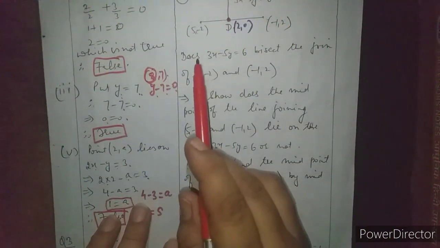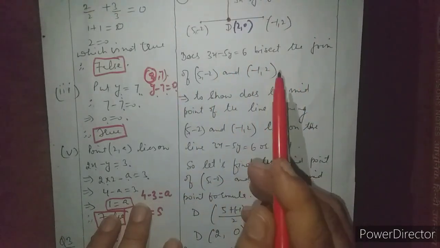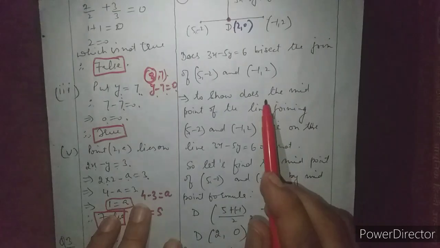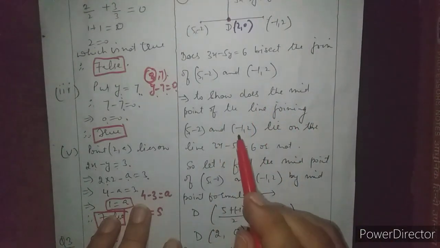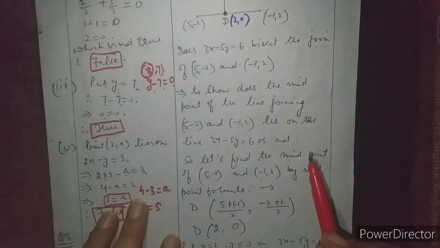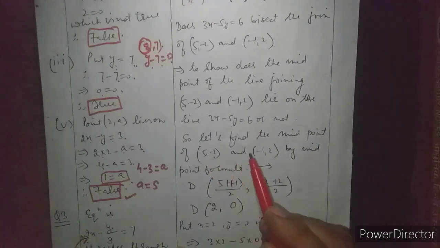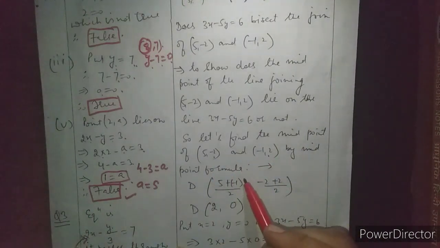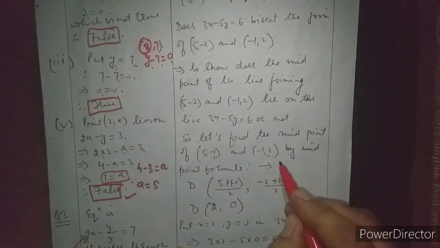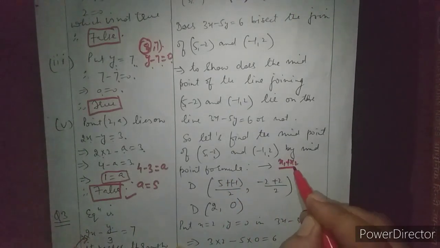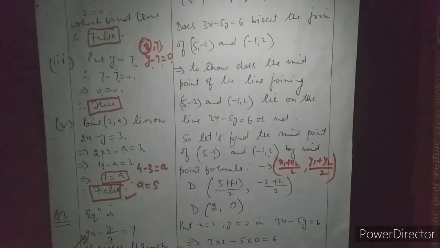So I have written exactly the same way. Does this line bisect the join of this and this? Repeated the question only. Now to show that the midpoint of the line joining this point and this point lies on this line or not, let us find first of all the midpoint of this point and this point by the midpoint formula. Okay, we will find out the midpoint. All of you know what is that midpoint formula? x1 plus x2 upon 2 comma y1 plus y2 upon 2, right?